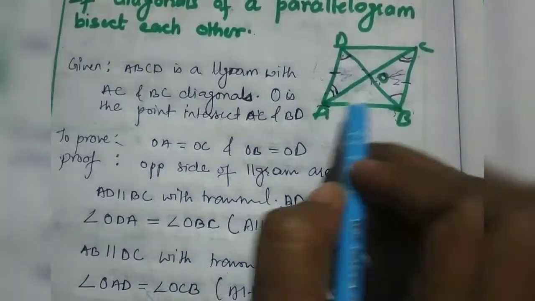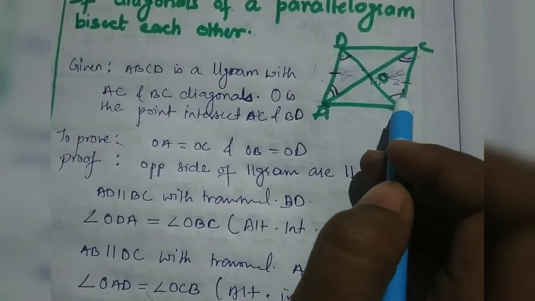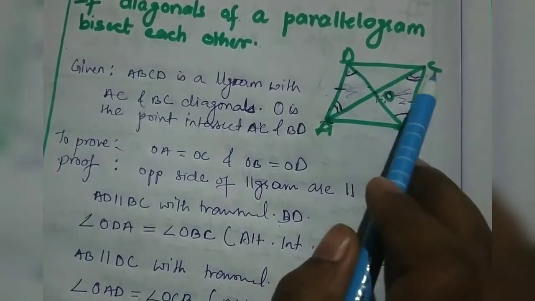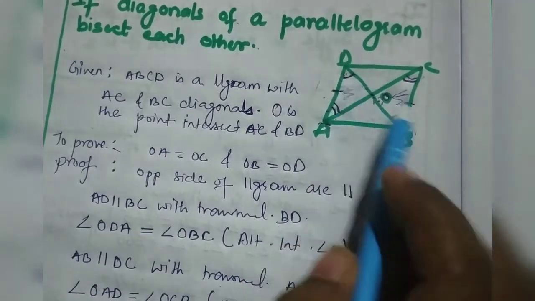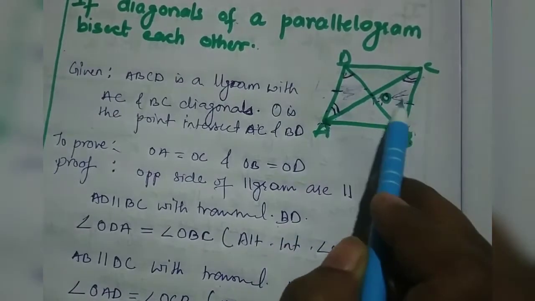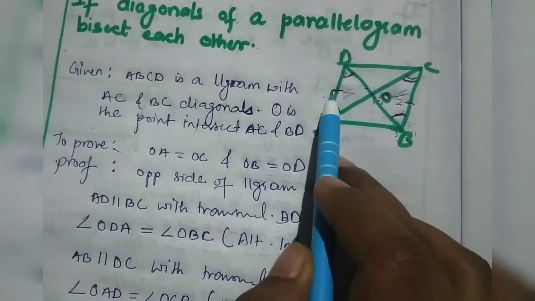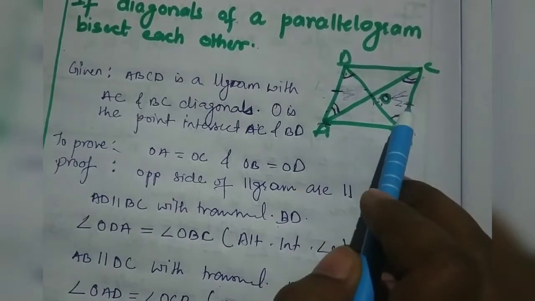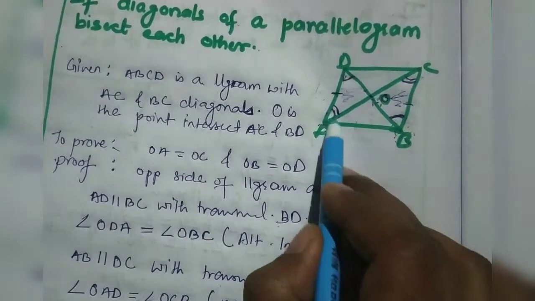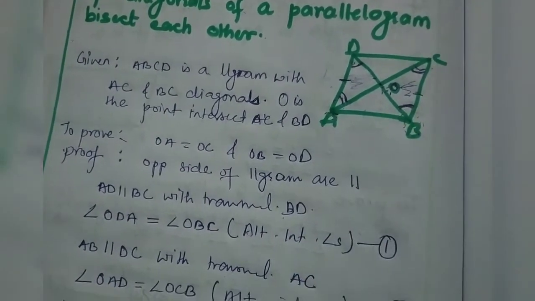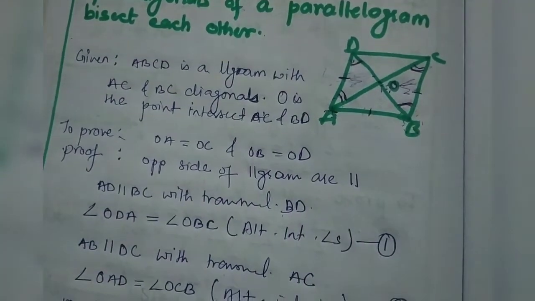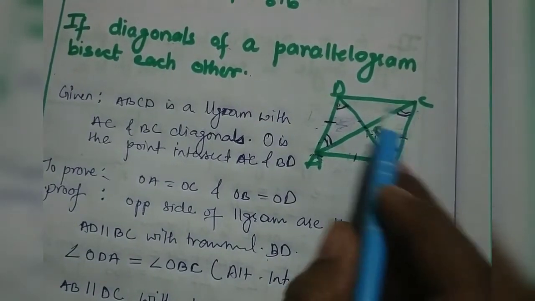We know that opposite sides of a parallelogram are parallel. So AD is parallel to BC with transversal BD, so we get angle ODA and this angle as alternate interior angles. And if this side and this side are parallel, we get this angle and this angle as alternate interior angles. And we know that this side is equal to this side, and this side is equal to this side, because this is a property of a parallelogram.